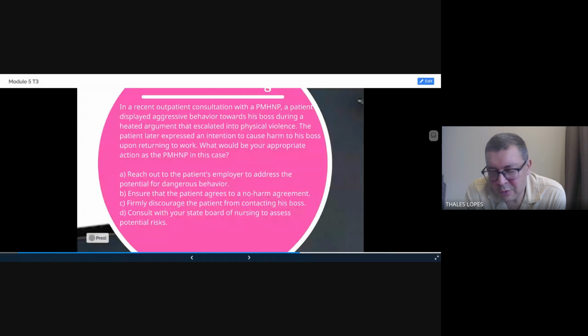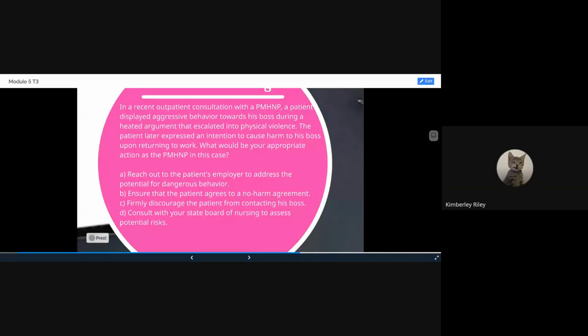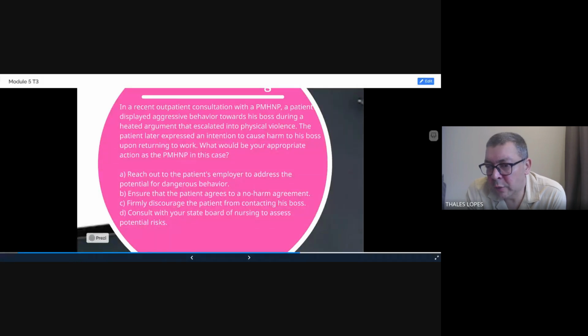Now, let's read this question again. In a recent outpatient consultation with a PMHNP, you, right, the patient is in front of you. The patient said, hey, I had aggressive behavior towards my boss, and we had a heated argument which involved physical violence. Now, I really want to cause harm to him, and I'm returning to work tomorrow, or later, immediately after here.